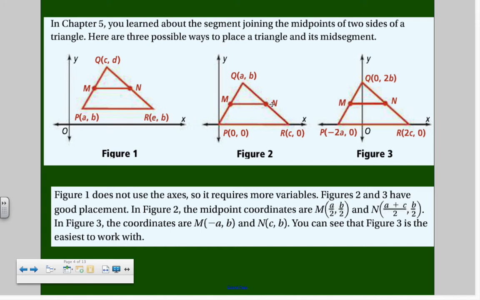Figure 2, the midpoint coordinates M are A over 2 and B over 2. And N is at A plus C over 2 and B over 2. Now in figure 3, the coordinates are M is at negative A, B and N is at C, B. Because these look so unusual, we still know that M is going to have easier coordinates to deal with because of what I've made the other points.